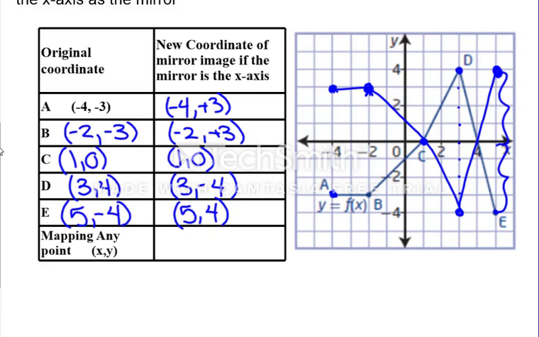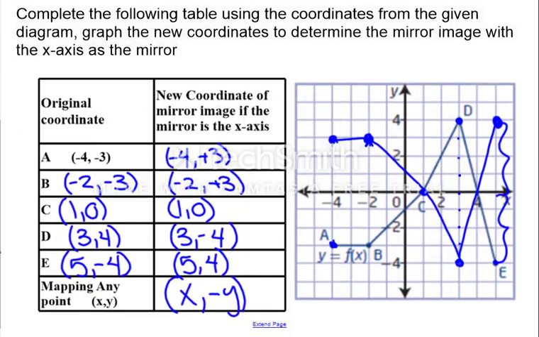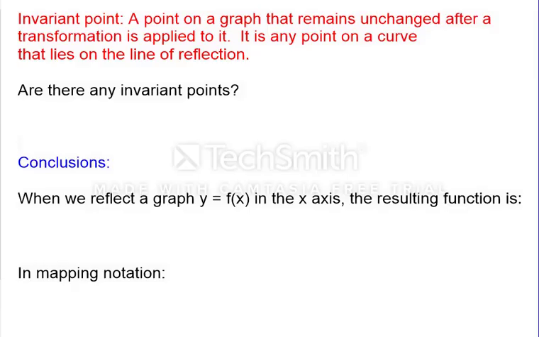If we're looking at any of our new coordinates compared to our original coordinates, what do you notice? Well, all of our x coordinates stayed the same, but our y coordinates are the negative version. An invariant point is a point on a graph that remains unchanged after a transformation is applied to it. It is any point on a curve that lies on the line of reflection. Are there any invariant points? Looking back at our graph, the only point that did not change is this point. Fancy name for that point is an x-intercept.